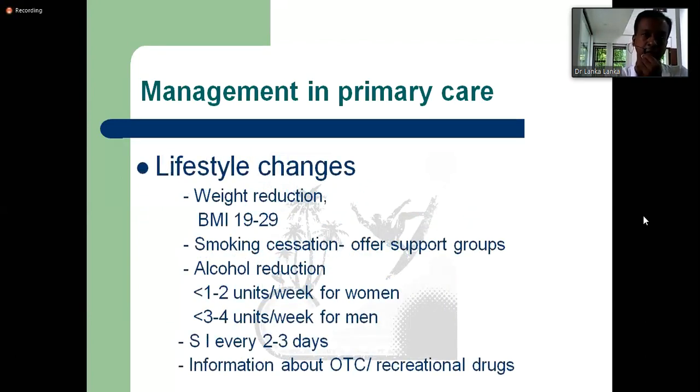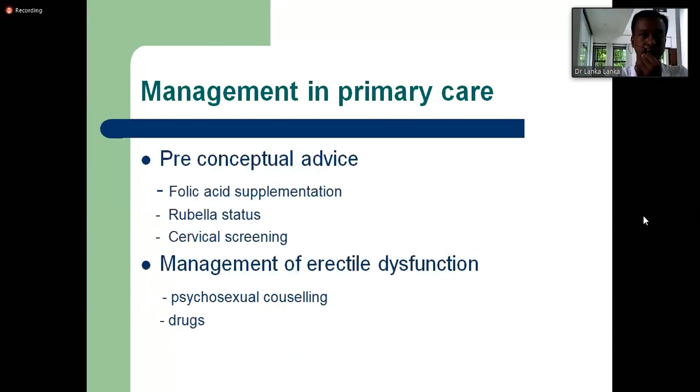As I said, lifestyle modification, weight reduction, and avoiding smoking and alcohol, also for the male partner. These general issues you have to address. You have to tell them to take folic acid, check rubella status, and cervical screening. These things you have to counsel them about prior to starting the treatment.